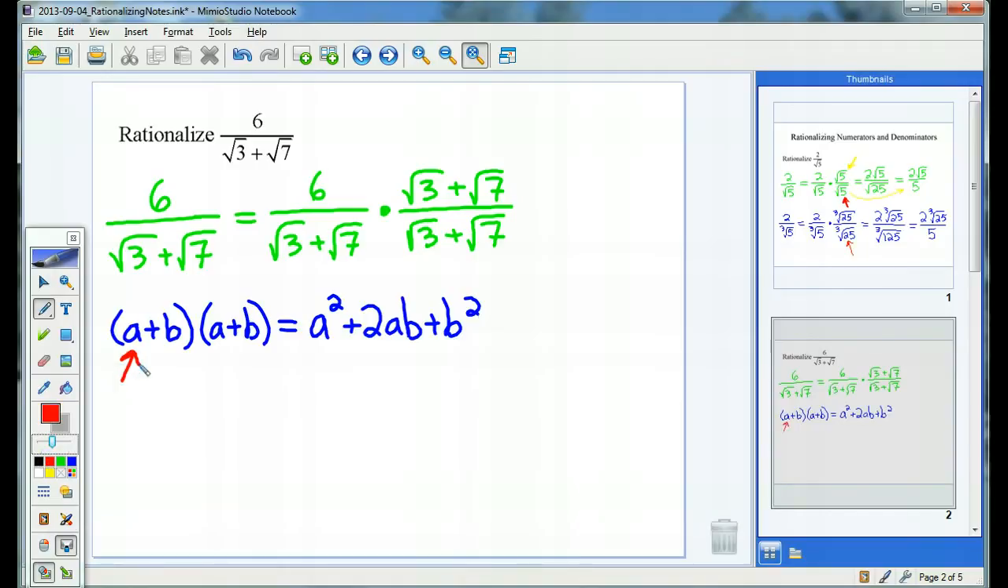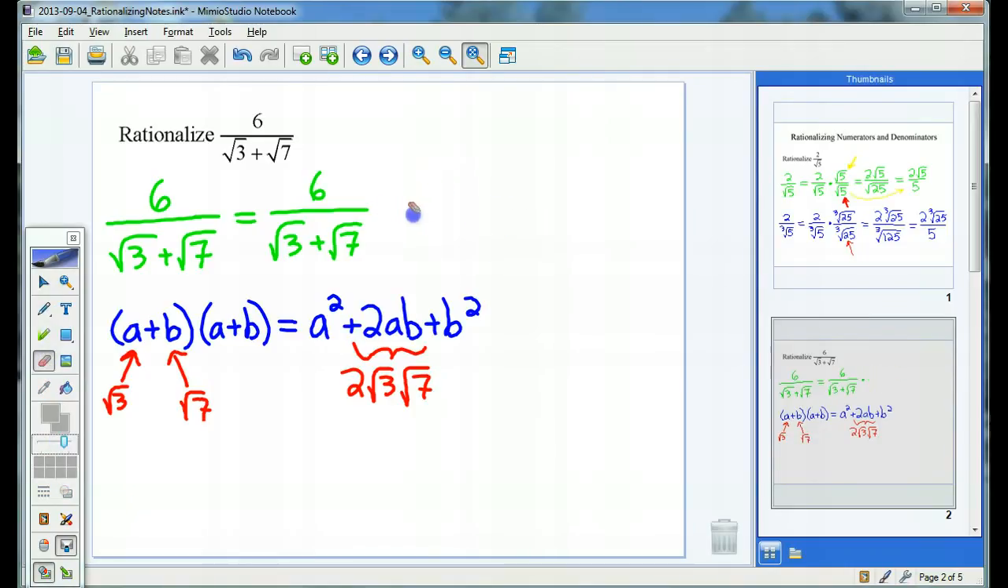So in this case, the a is representing the square root of 3, and the b is representing the square root of 7, so we would end up with a middle term that's actually 2 times the square root of 3 times the square root of 7, and that wouldn't actually get rid of any of the radicals. So this is not the special form of 1 that we want to use in this case.